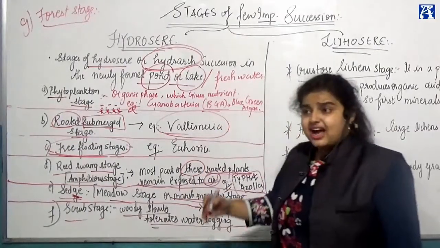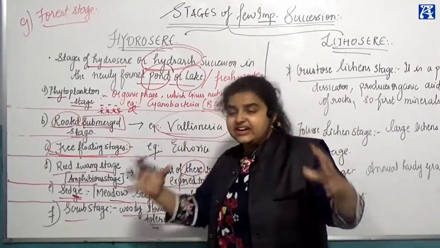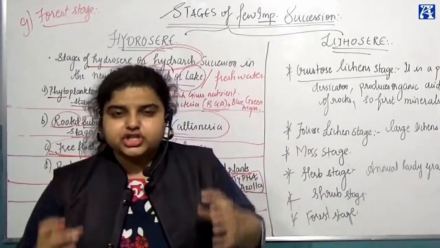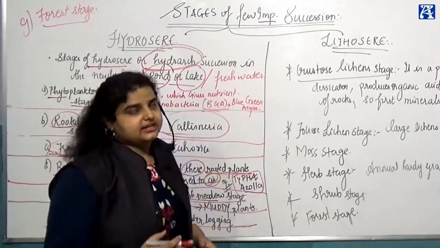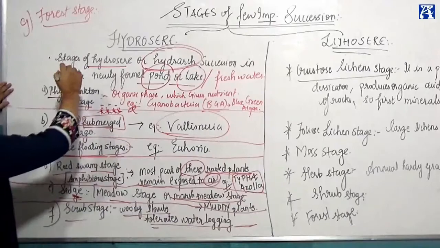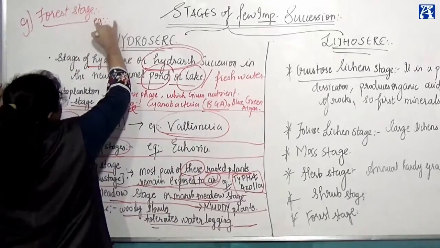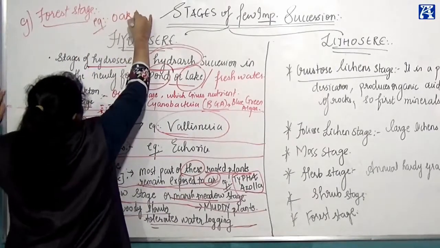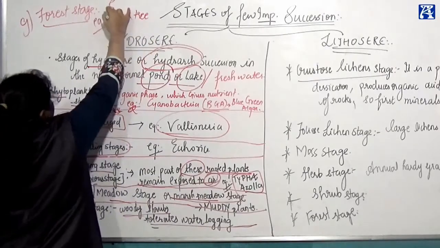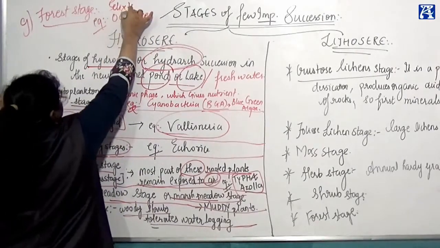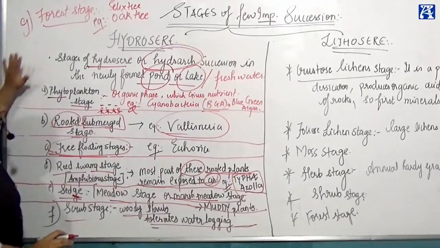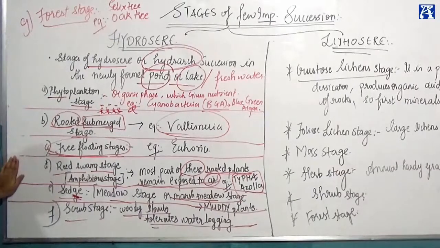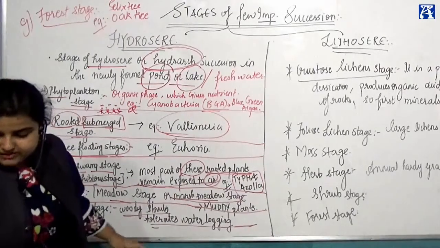Clear? Then after these shrubs, a very foliaceous forest develops, that is the forest stage, and very good examples of it are the oak tree and the salix tree. Clear? This part of hydrosphere is clear. Any doubt? Please go through the examples, and I'll tell you which examples are very, very important.